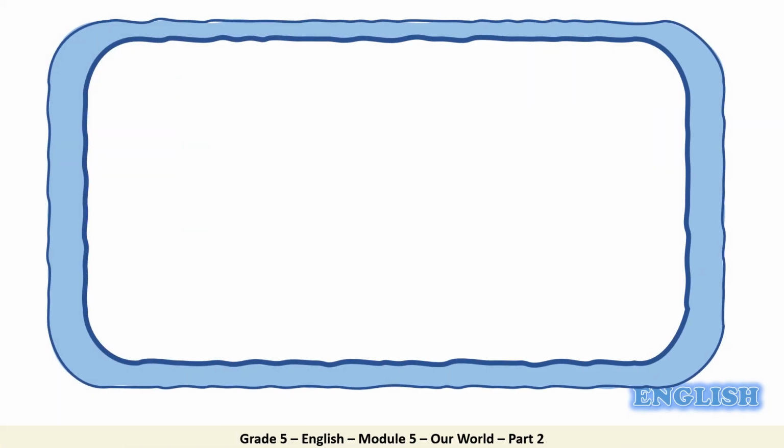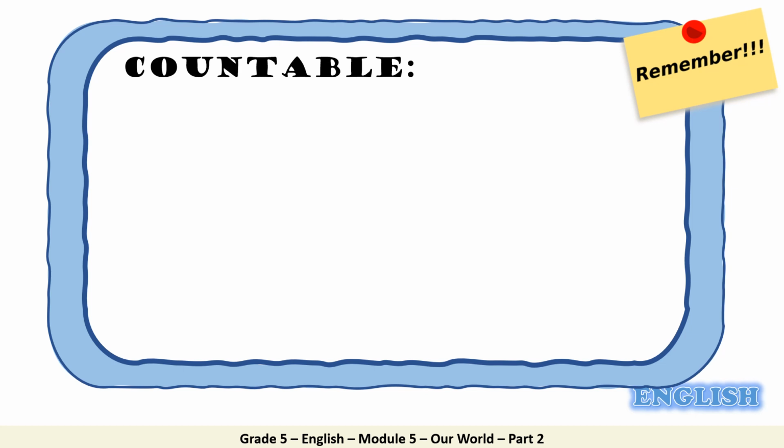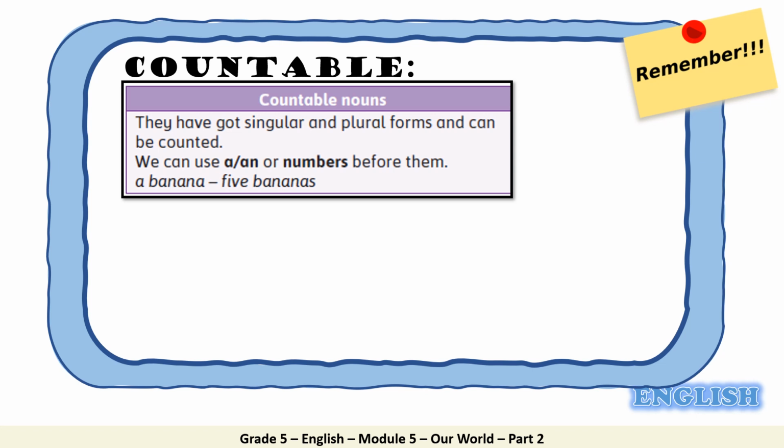To start our lesson, we need to recall 2 types of nouns. The first one is countable nouns. Do you remember what countable nouns are? Well, they are the nouns that have got singular and plural forms and can be counted. We can use a, an, or numbers before them. For example, I can say, I ate a banana. Or I can say, I ate 5 bananas. Banana is a countable noun.